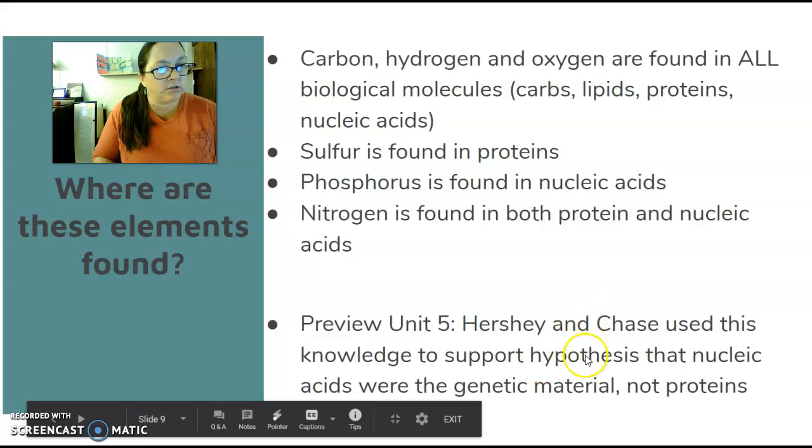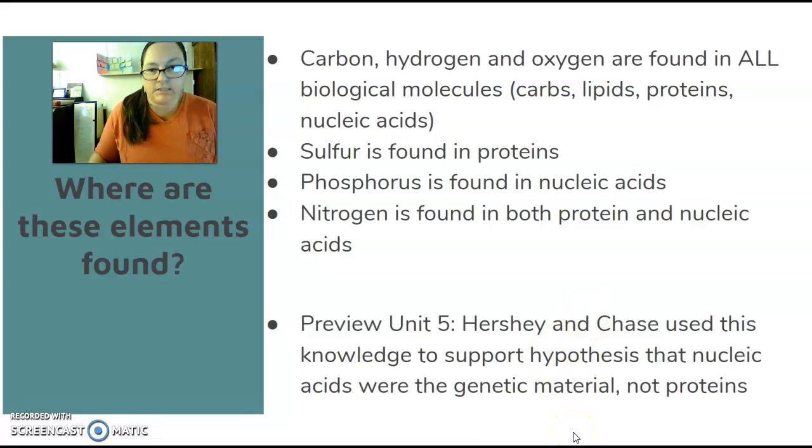All right, so just a little preview of Unit 5. Hershey and Chase did this experiment in the early 20th century where they were trying to figure out what kinds of biological molecules carried genetic information. There was a big debate. People weren't sure if it was proteins or nucleic acids.